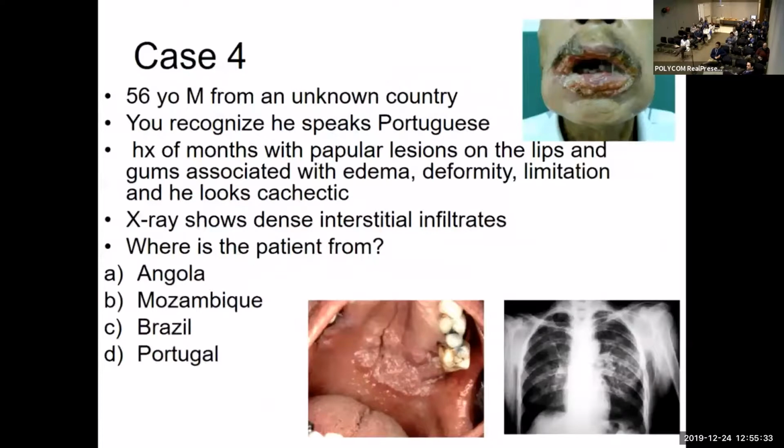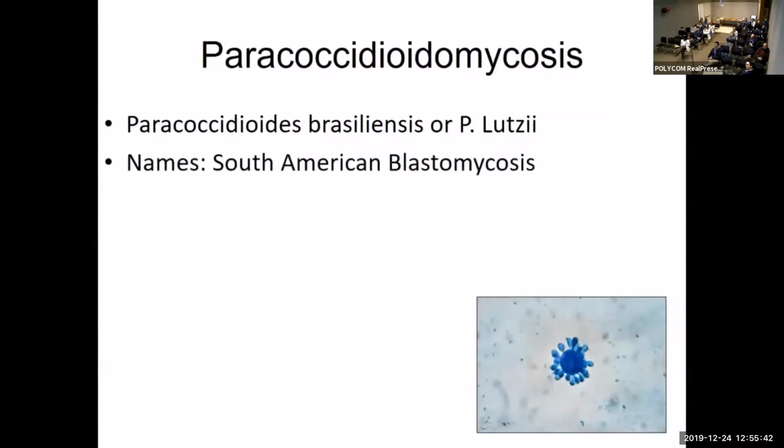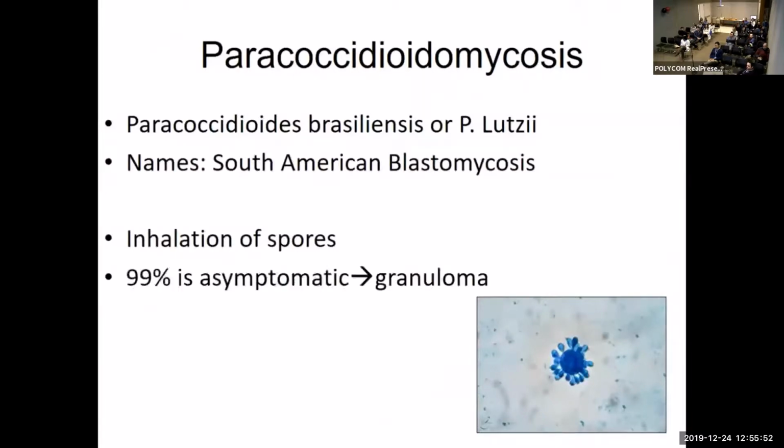This is classic paracoccidioidomycosis with all the mucosal lesions. So it's usually caused by Paracoccidioides brasiliensis. The other name of this disease is South American blastomycosis. So it's the same pathophysiology. You get the inhalation of the spores. After that, you get a dissemination to other tissues.